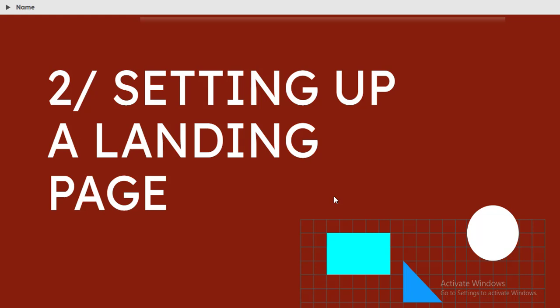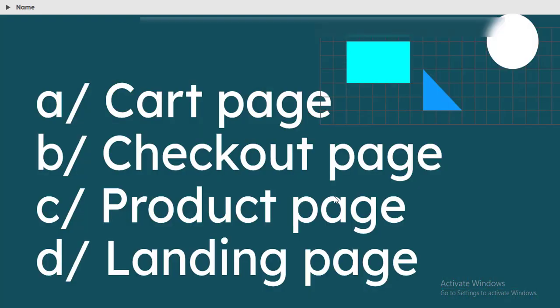This is the concluding part of setting up a highly converting landing page. In this session we're going to do 4 things: create a cart page, create a checkout page, create a product page, and a landing page. These are the 4 pages we need as a beginner in order to launch a product.